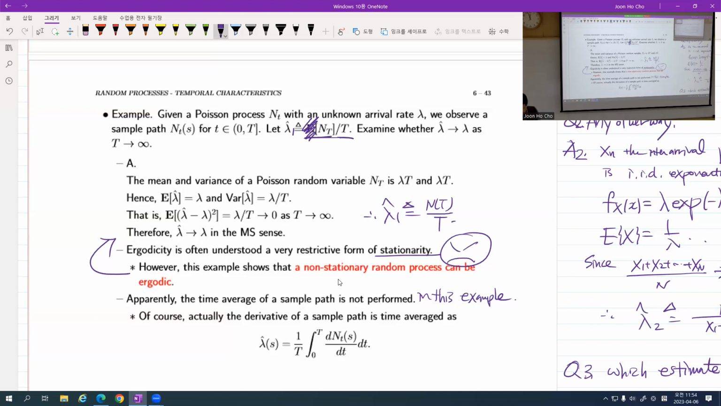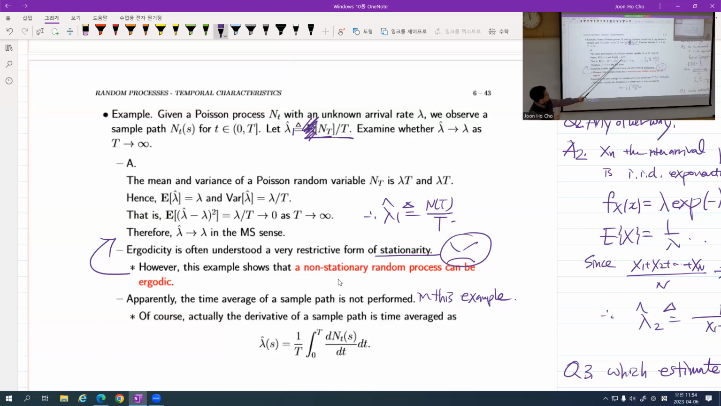Let's say that lambda hat sub 1, our first estimate of lambda, is just simply that one. You observe the total number of arrivals and divide by T. And this estimate, interestingly, as you will see in this lecture, converges to lambda in the mean square sense. And you know it converges because the mean of lambda hat is lambda, and the variance of lambda hat is lambda over T. You can compute that. And if you want, I will put it in the midterm, so you will do it anyway.